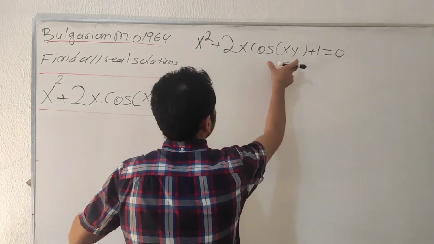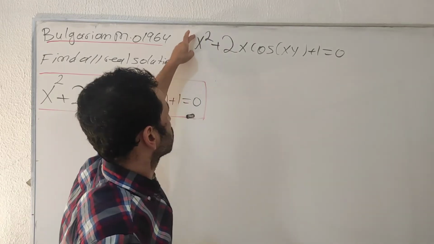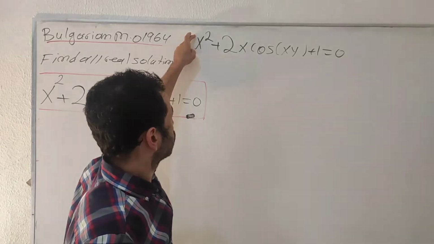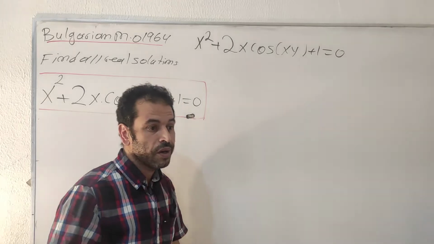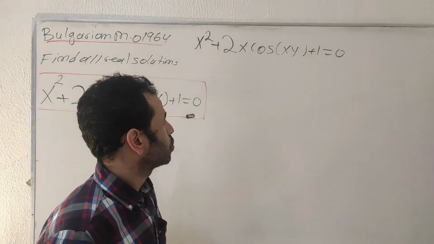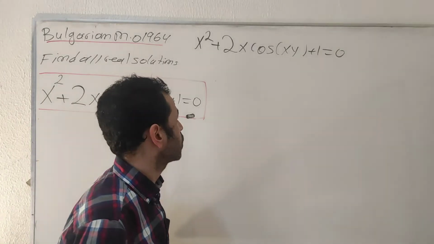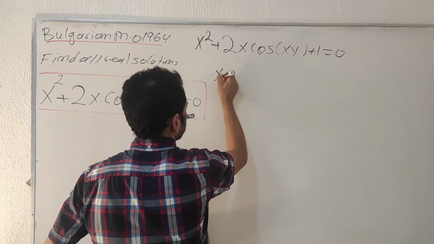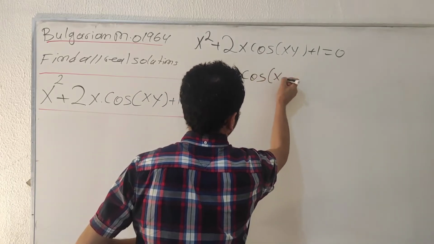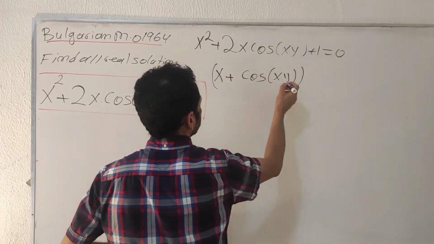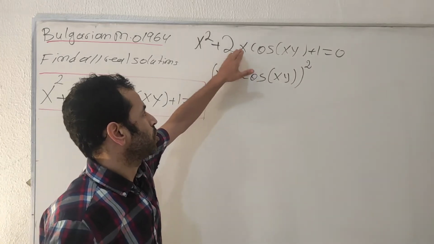Now, since we have x squared as a first term and 2x as a middle term, this is going to be a complete square, but we are going to be missing one term. We are going to recover that by adding or subtracting some terms. So this will be written as x plus cosine of xy, all raised to the power 2. Let's expand this to see that we have the same terms that I have here.